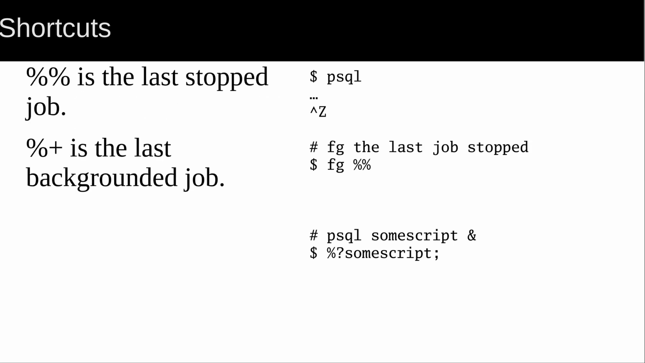Now, again, %% is the last thing that was stopped. %+ is the last backgrounded. So if I do a Control-Z, whatever I Control-Z'd, if I do a foreground %%, that will take whatever I Control-Z'd and bring it to the foreground. If I backgrounded something, the last job that was backgrounded is the job that has the plus sign next to it in jobs.